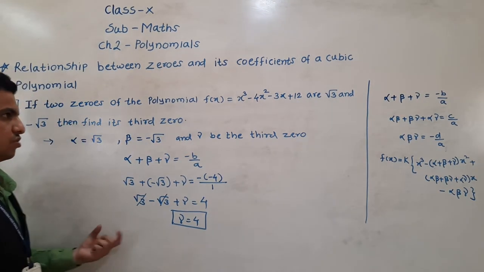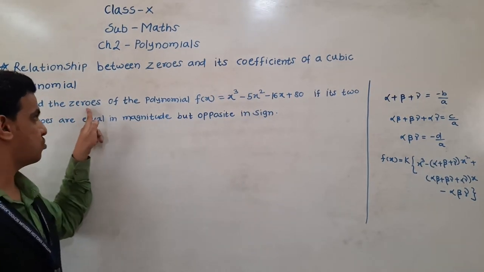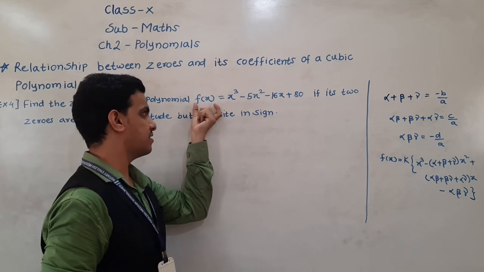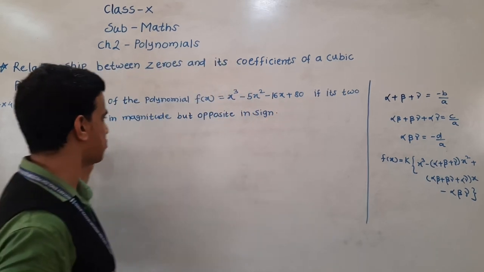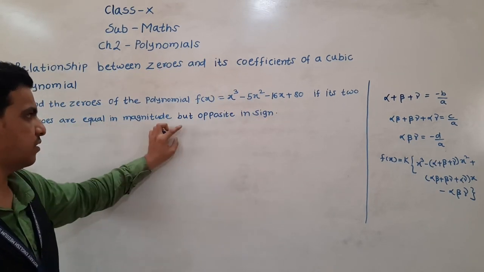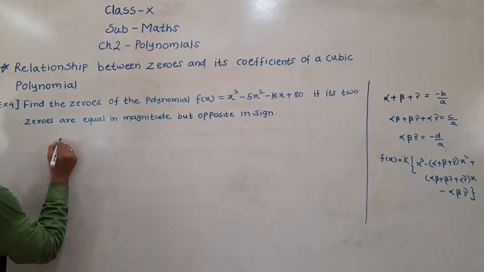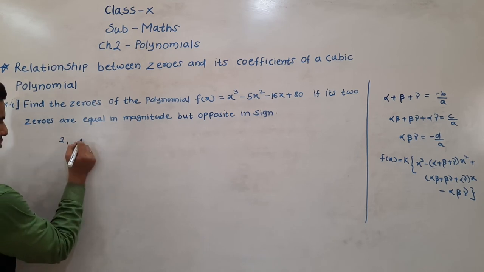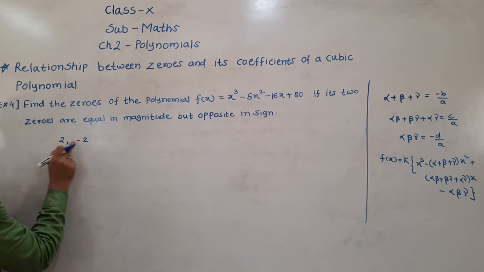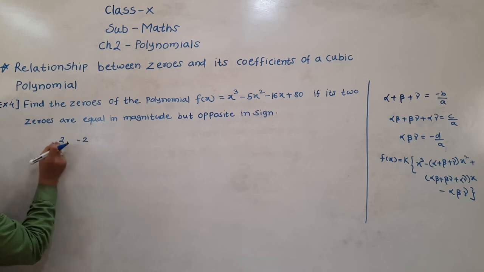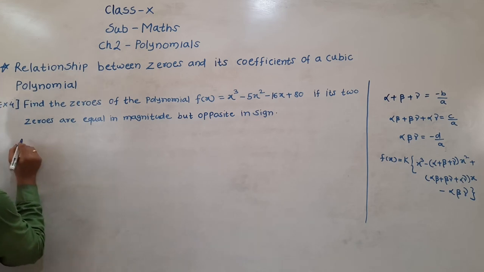Okay, so similarly we will take the next example. Example 4 is: find the zeros of the polynomial f of x is equal to x cube minus 5x square minus 16x plus 18 if its two zeros are equal in magnitude but opposite in sign. Okay, means suppose if I am taking one zero as 2, then the other zero is minus 2. Okay, means they are equal in magnitude but opposite in sign. So the magnitude is the same, that is 2, but here one is positive, the other one is negative. So in the same way, there are three zeros.